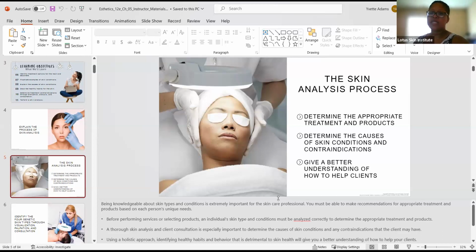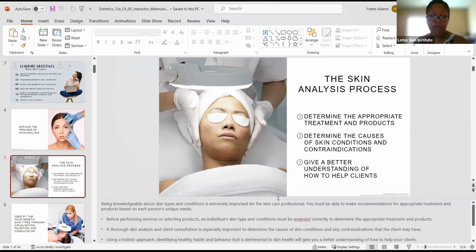All right, so the skin analysis process involves determining it. Well, before, I think this list is out of order. I think identifying skin conditions is the first part. If you can determine the cause of skin conditions and contraindications, that would be next. And then determining the appropriate treatment and products. Does that make sense? It seems like that list is a little bit out of order. And then giving a better understanding of how to help clients, right?